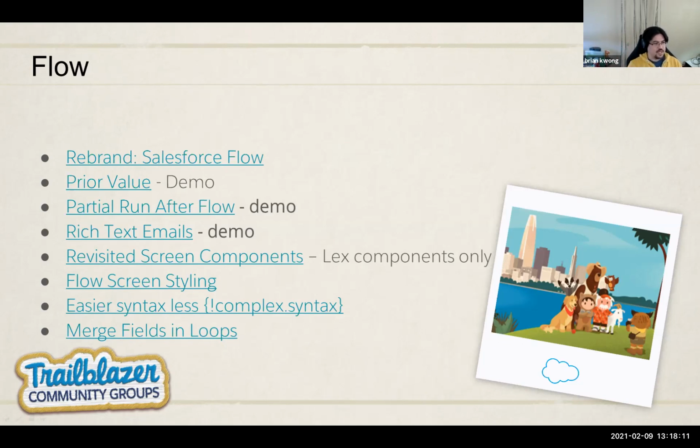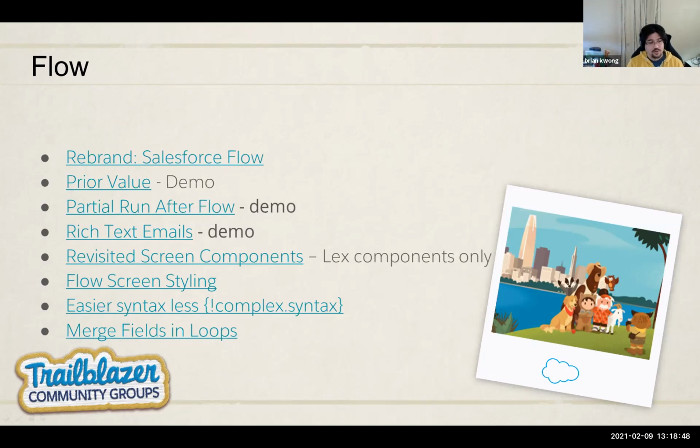The other thing we'll take a look at is rich text emails. This is for people who are sending emails through Flow and are not using an email alert. So you're not referencing a template or an email alert to send the email. You're literally building who gets the email, what's in the subject line, and what's in the body of that email directly in the flow. Prior to this release, we were stuck with plain text. After this release, there are options for rich text, and we'll take a look at that too.